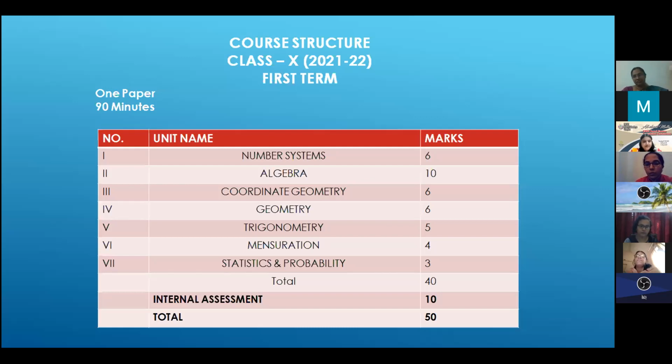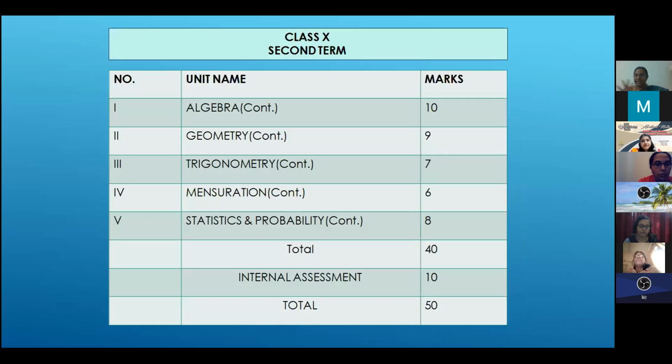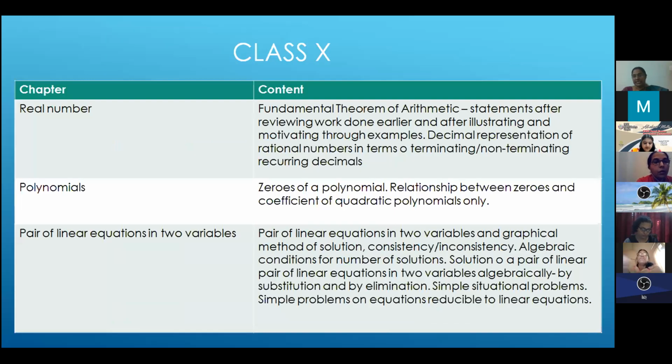The same thing I have done. Then term 2 also they have given. Algebra 10 marks, then geometry part it will be 9 marks, trigonometry the second chapter is there, that is 7 marks, and then mensuration, surface areas and volumes 6 marks, statistics and probability 8 marks. Total again 40, and then internal assessment 10. This is only term 1. Just I have given the syllabus in detail.